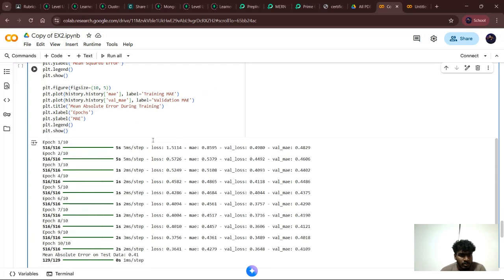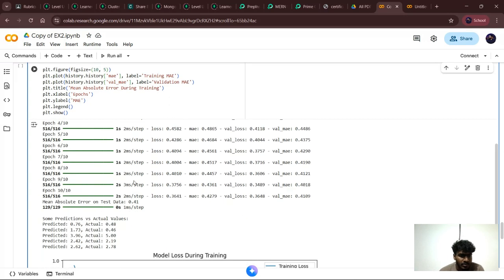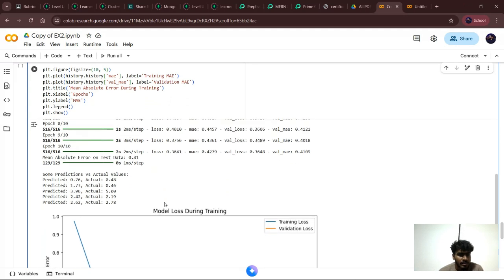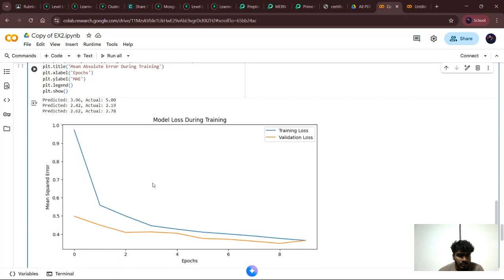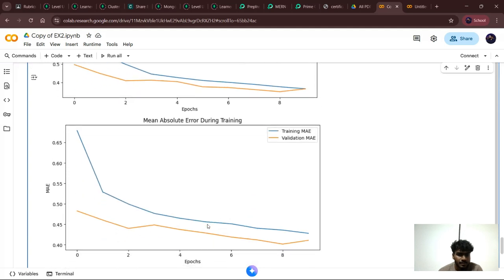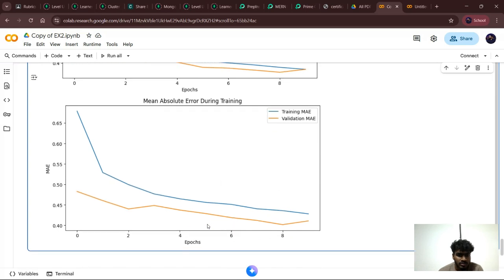This shows the epochs, which is 10, and the mean absolute error, which is 0.41, and these are my predicted and actual values, which are pretty close. And the graph shows the training loss and validation loss. The training loss is the loss during the training phase, and the validation loss is the loss during the test phase. These are my outputs.